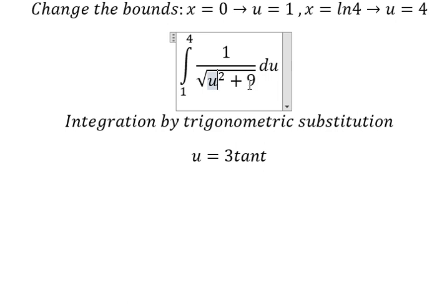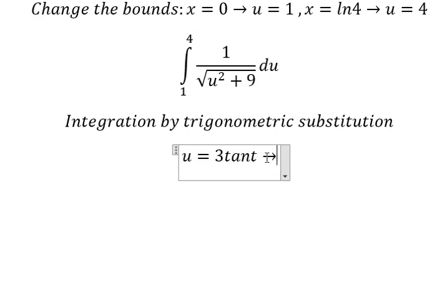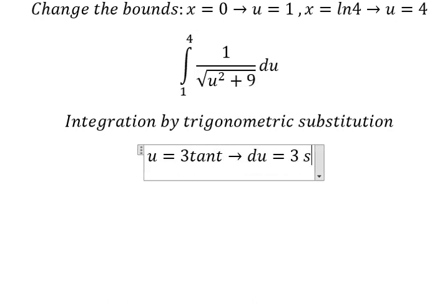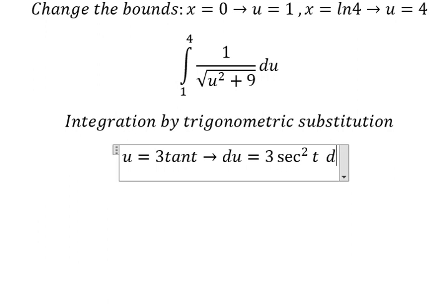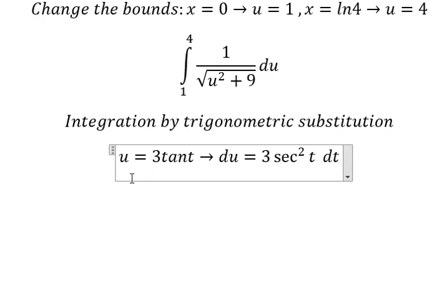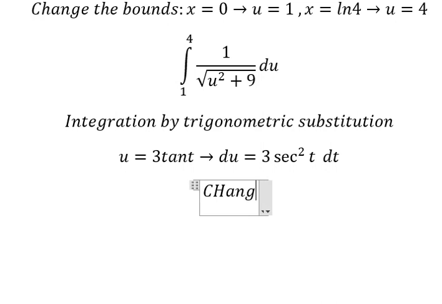9, we can do factorization. 9 times tan squared t plus 1, we change to secant squared t, and later we simplify the square root and du. This one we have 3 secant squared t dt, after we first take the derivative of both sides. Next we need to change the bounds.